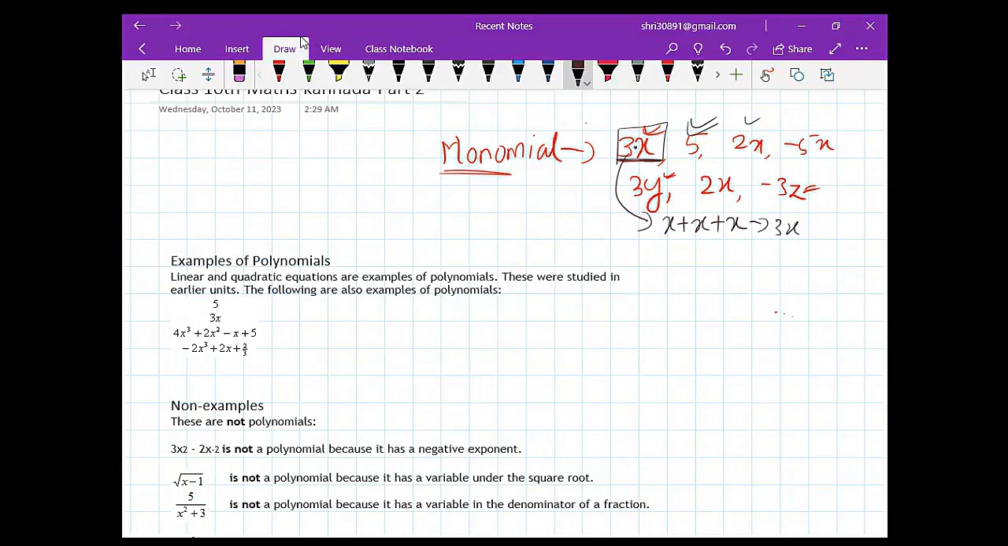Here it is 2 times x, here it is minus 5 times x, here it is 3 times y, 2 times x, minus 3 times z. We call these monomials.